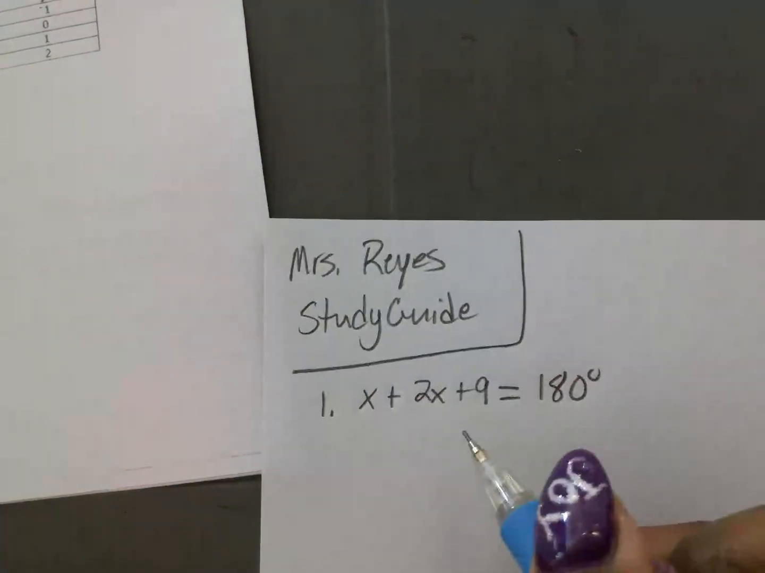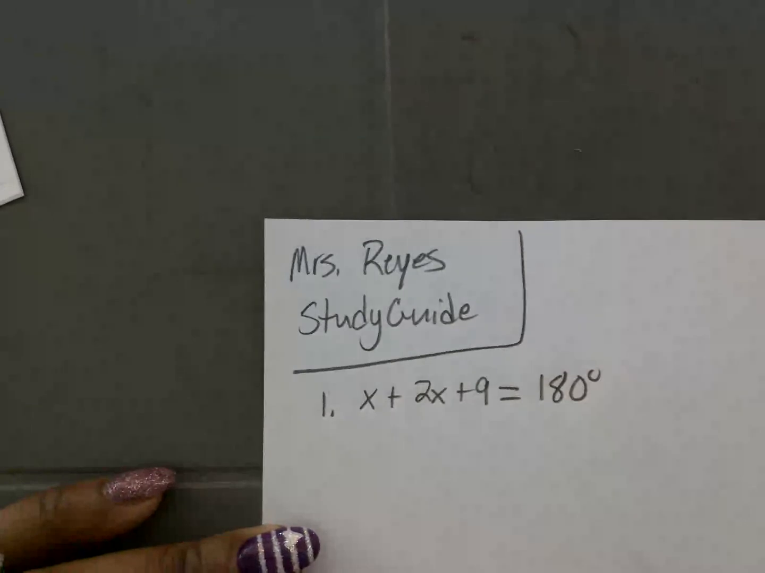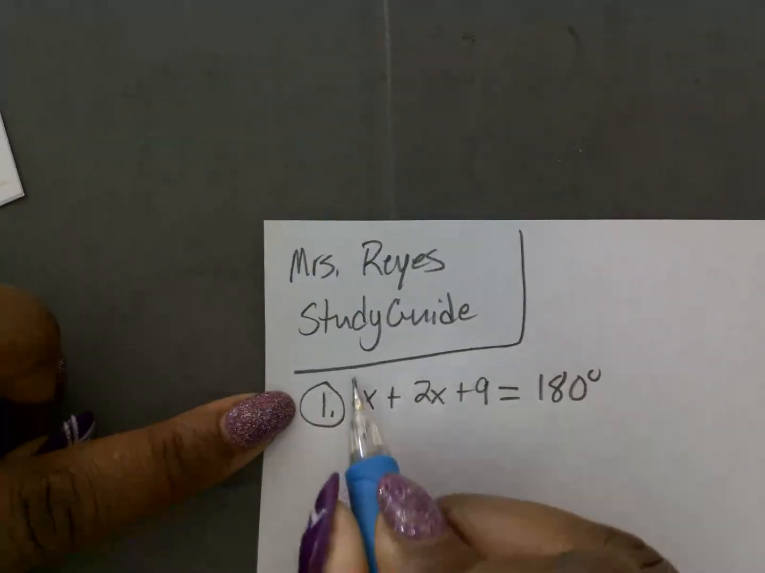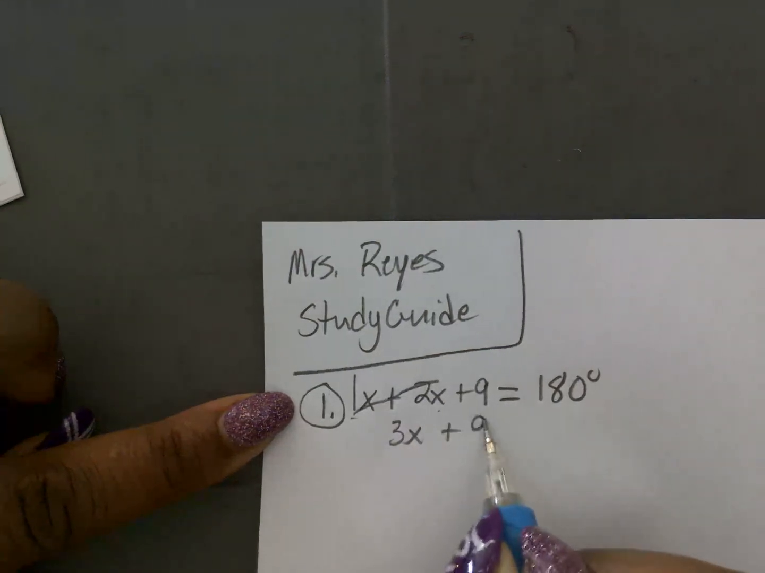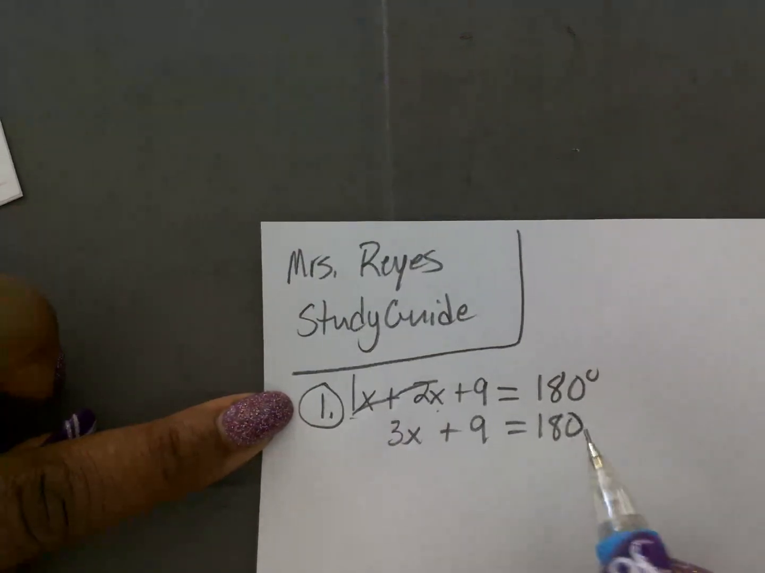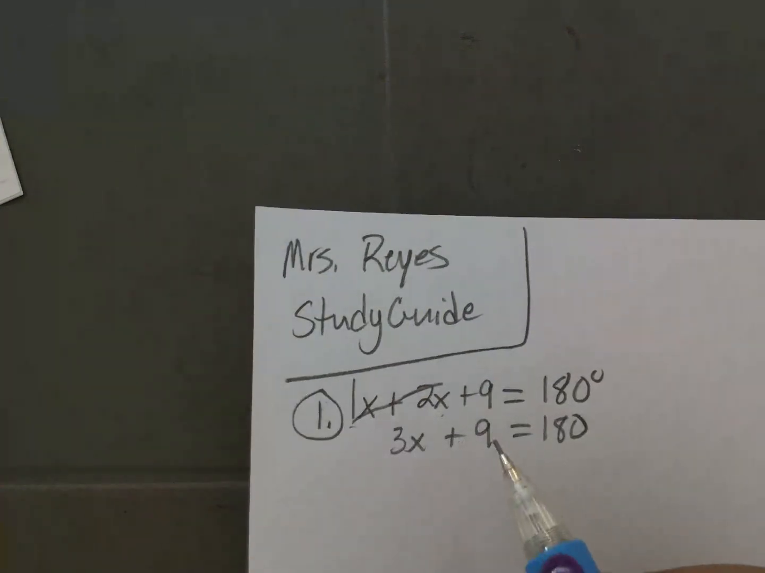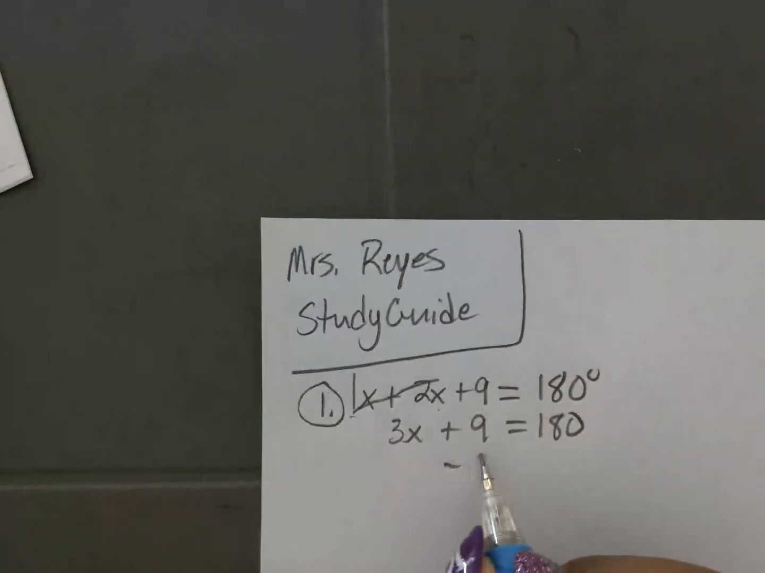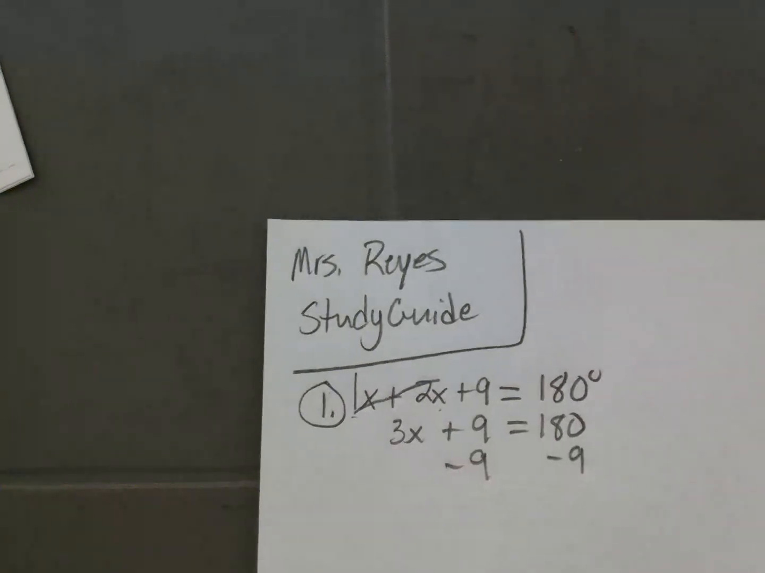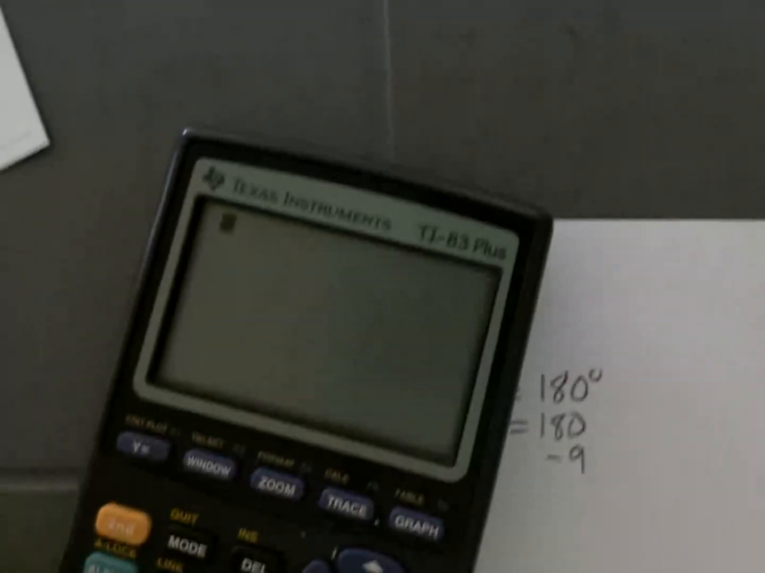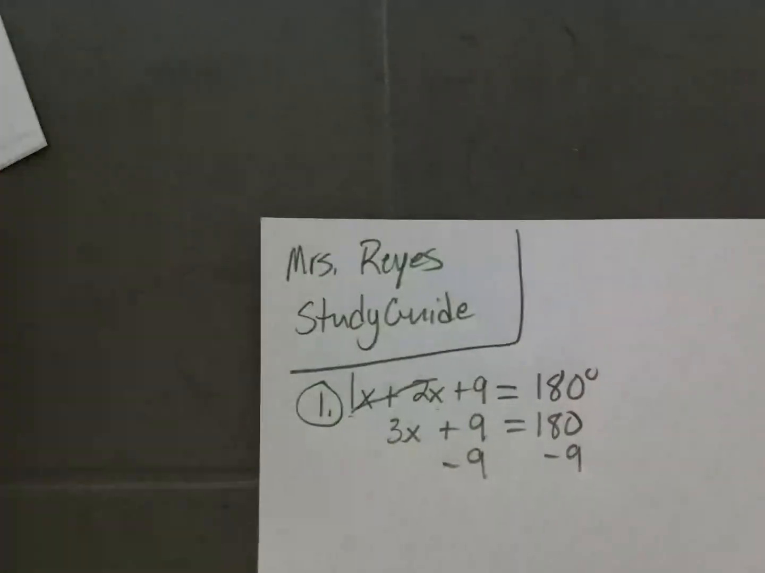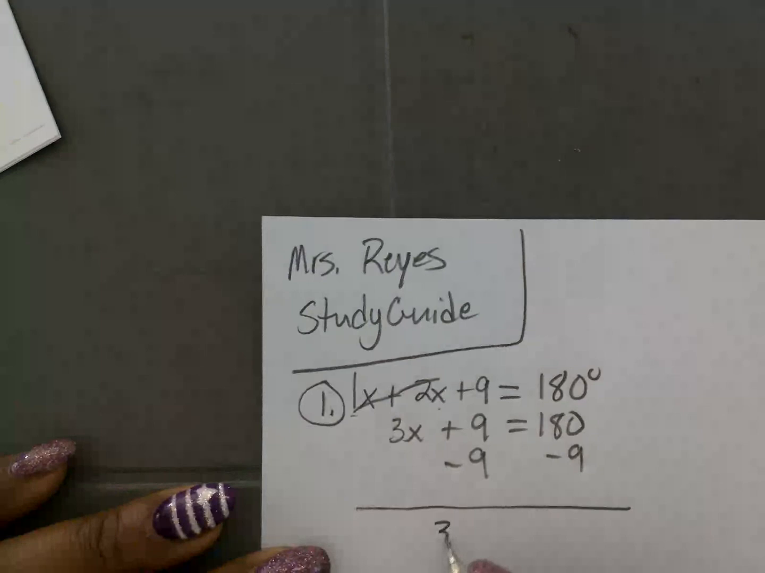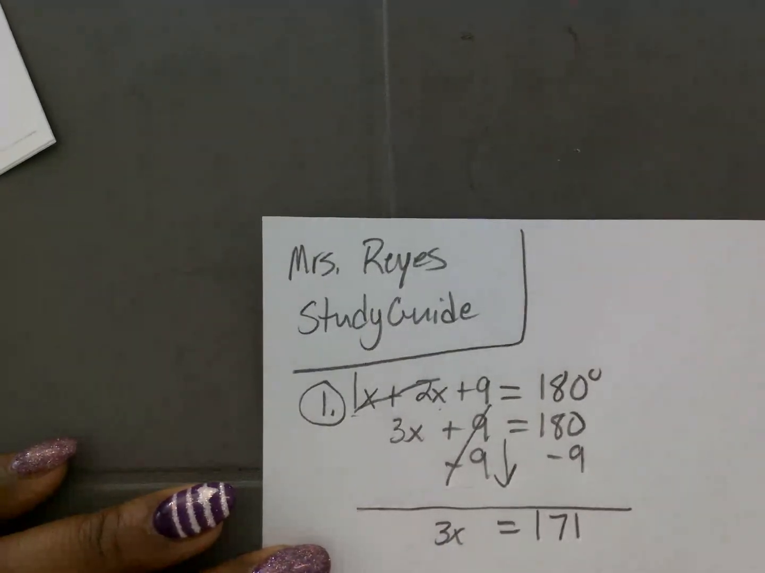Okay? All right, so now I'm going to combine like terms. The terms that are alike is this 1x plus 2x, that's going to be 3x. Then plus the 9 is equal to 180 degrees. In order to get x by itself, we're going to get rid of the 9 first. So we're going to subtract 9. In our calculator, we could type 180 minus the 9, okay, and it's 171. So we have 3x, because this is gone, is equal to 171.